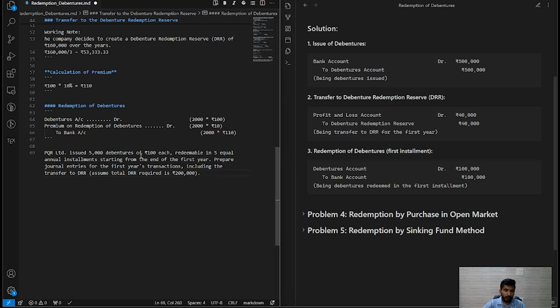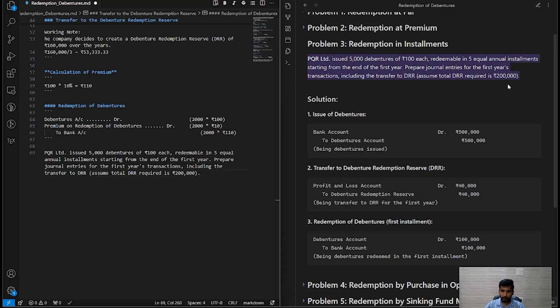The question says that PQR Limited issued 5,000 debentures of rupees 100 each, redeemable in 5 equal annual installments starting from the end of the first year. Prepare the journal entries for the first year's transactions, including the transfer to the DRR. Assume the total DRR required is rupees 2 lakhs. So DRR required is rupees 2 lakhs.